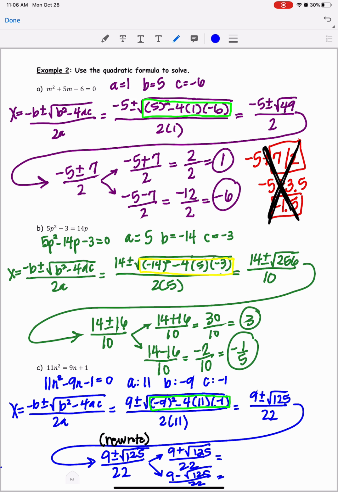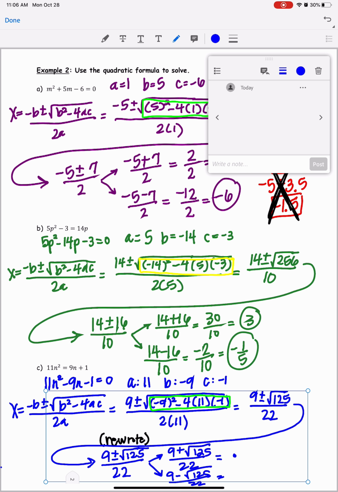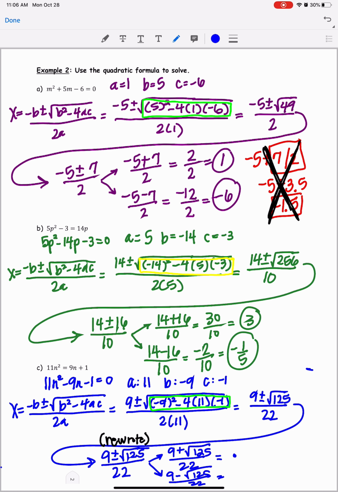Hit divide by 22. Let's round to 3 decimals. And we're going to get, oh no, we did this again. I don't know how to get rid of that little box. Okay. We get 0.917, okay, as my first answer.